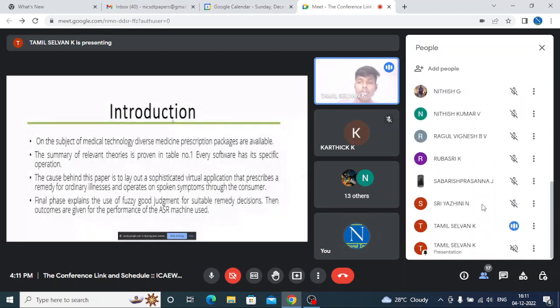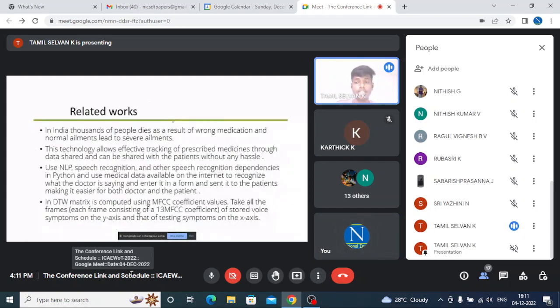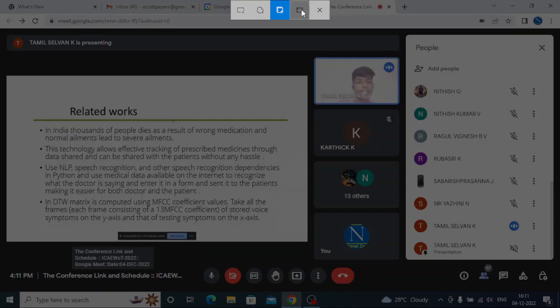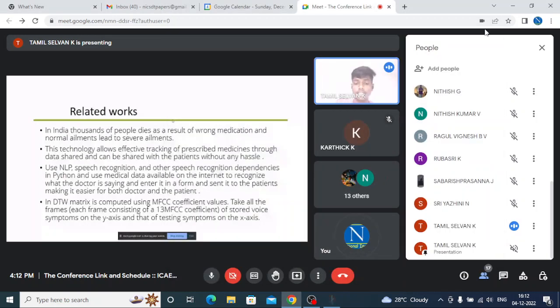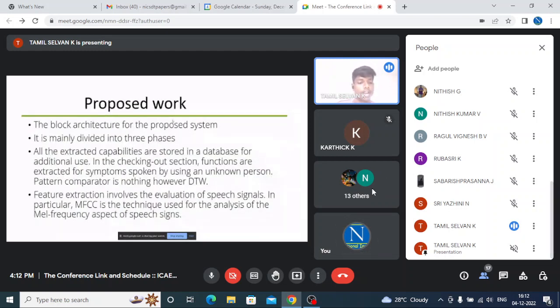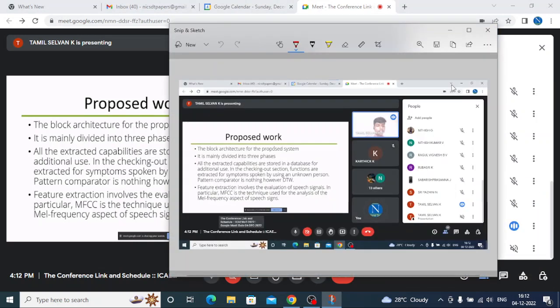The summary of the relevant theories is shown in Table 1. Every software has its specific operation. The aim behind this paper is to lay out our idea for a sophisticated voice application that prescribes a remedy for ordinary illness and operates on spoken symptoms from the consumer. This technology allows effective tracking of prescribed medicines through data, which can be shared with the patients without any hassle. Using MFCC recognition values, we take all the stored voice symptoms on the y-axis and the testing symptoms on the x-axis. All expected capabilities are stored in a database for additional use, and in the checking section, features are extracted for symptoms spoken by an unknown person. Further inspection involves the evaluation of speech signals. In particular, MFCC is a technique used for analysis of the low frequency aspect of speech response.